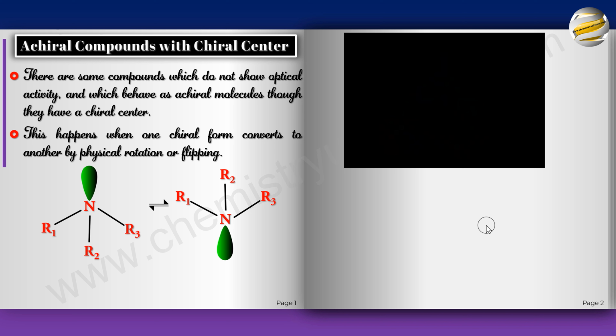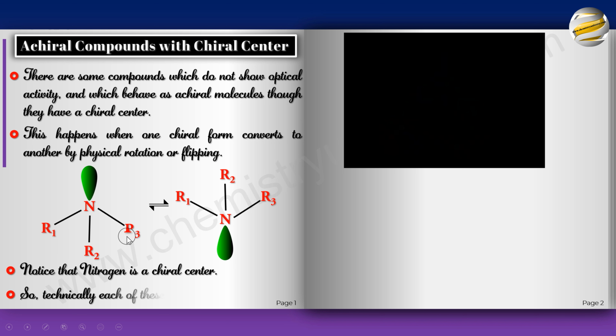So now let's go ahead. Now notice that nitrogen is a chiral center. Nitrogen is a chiral center attached to four different groups. So technically each of these molecules is chiral. So this is chiral and this is chiral, but they are mirror images.